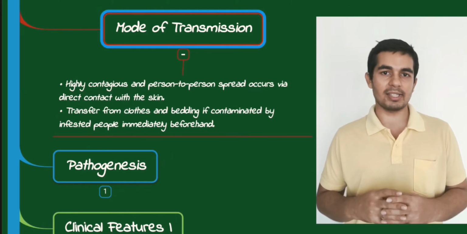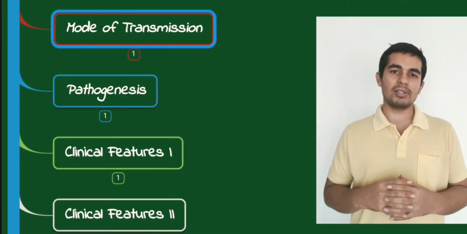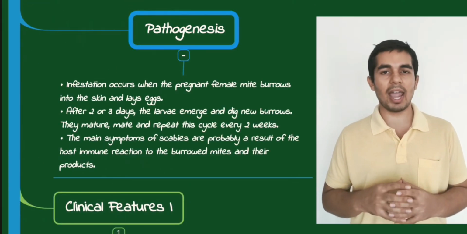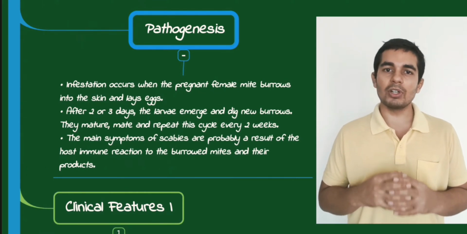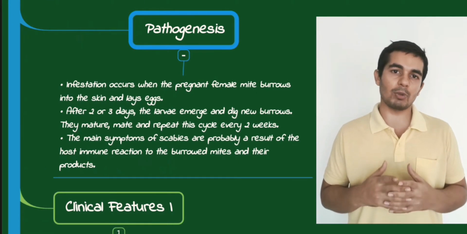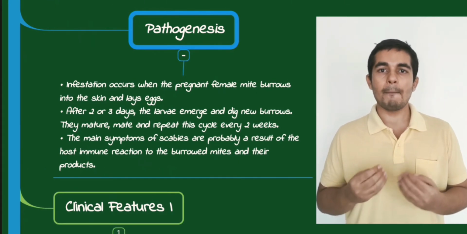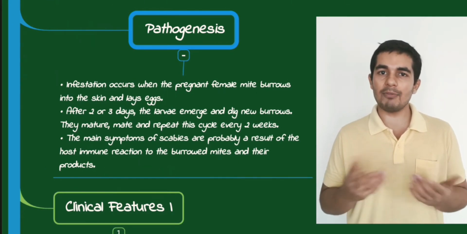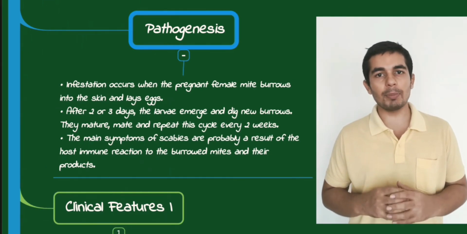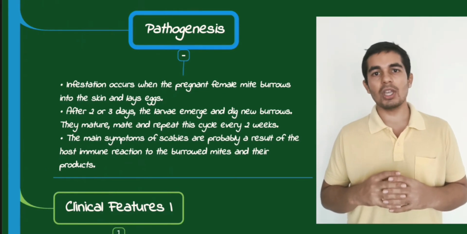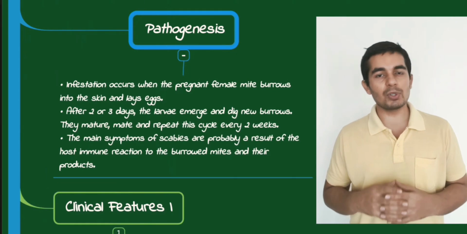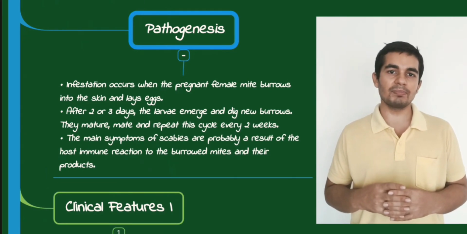The pathogenesis. The infestation occurs when the pregnant female mite burrows into the skin and lays its eggs. After 2 or 3 days, the larvae emerge and dig new burrows. They mature, mate and repeat this cycle every 2 weeks. The main symptoms of scabies are probably a result of the host immune reaction to the burrowed mites and their products. Now proceeding with the clinical features.